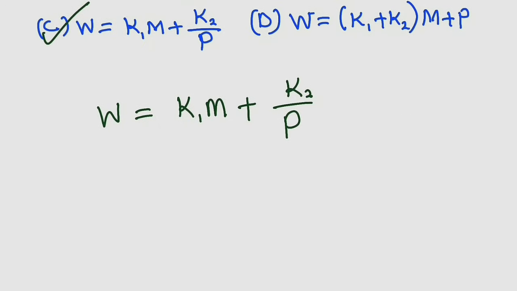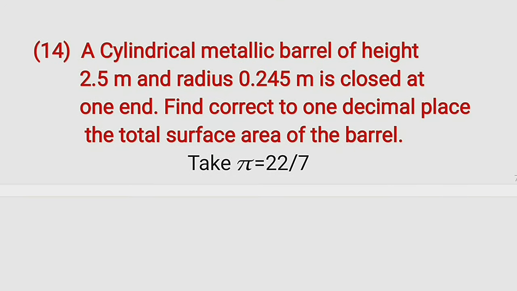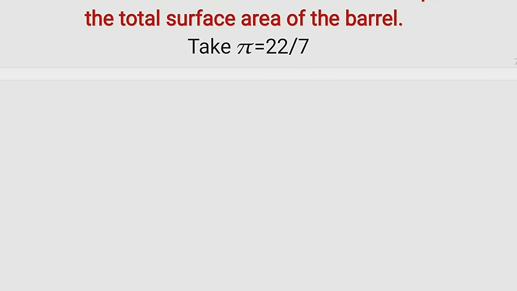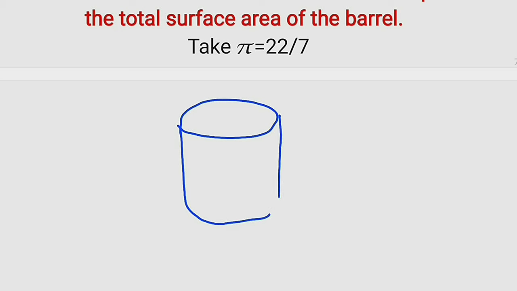Now let us move on to question number 14. Question number 14 reads, a cylindrical metallic barrel of height 2.5 meter and radius 0.245 meter is closed at one end. We're asked to find, correct to one decimal place, the total surface area of the barrel. Okay, let us construct it. Suppose we have something like this. Let's assume this is the open surface.